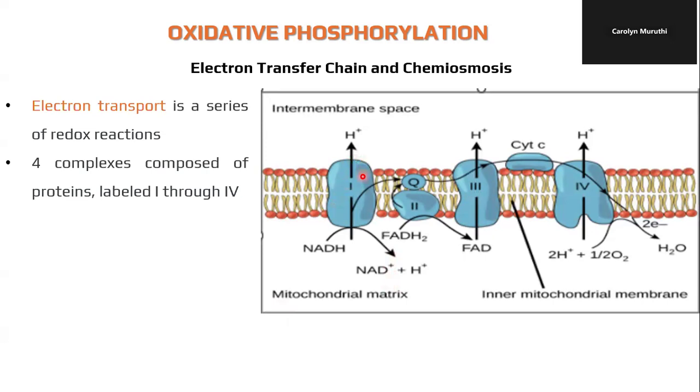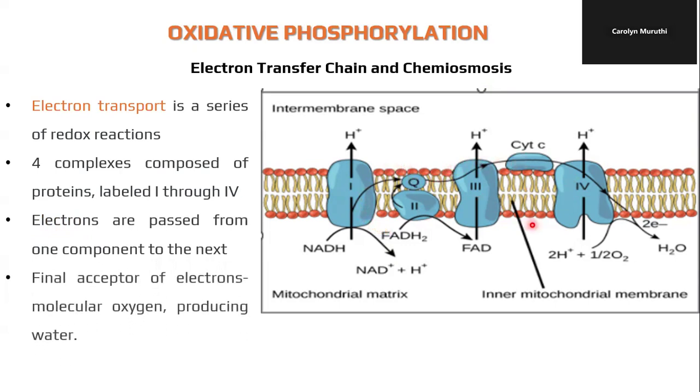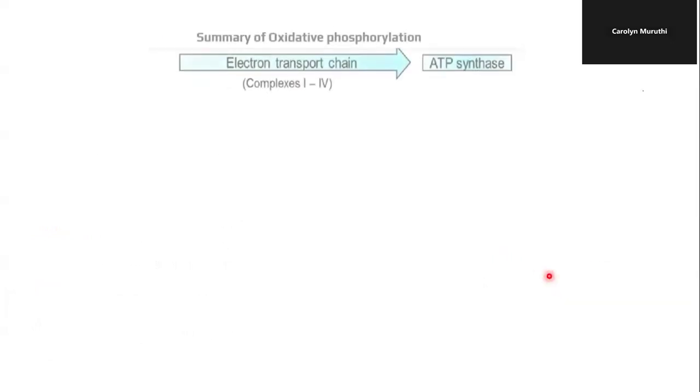We have complex 1, which is NADH dehydrogenase. Complex 2, we have what's called succinate dehydrogenase. Complex 3, that is cytochrome bc1 complex. And finally, complex 4, which is cytochrome c oxidase. So we shall see that electrons are passed from one component to another until complex 4, where we have oxygen as a final acceptor of electrons, producing water. So let's look at that in detail.